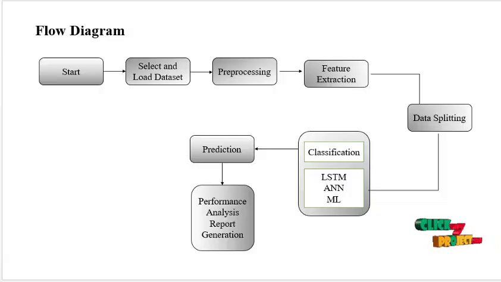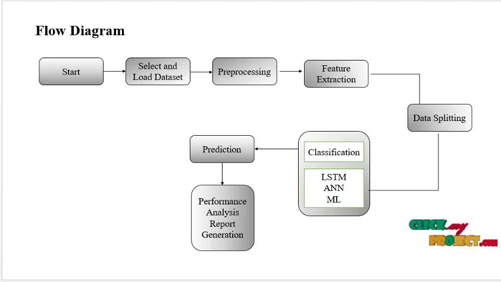Flow diagram. This is our project flow. First, start, select and load dataset, pre-processing, feature extraction, data splitting, classification, and then prediction. First, start our program. Next, select and load the diabetes dataset. Next, pre-processing. Pre-processing is data cleaning, checking null values. If any null values are there, replace them with 0 values, and change categorical values to numerical values.